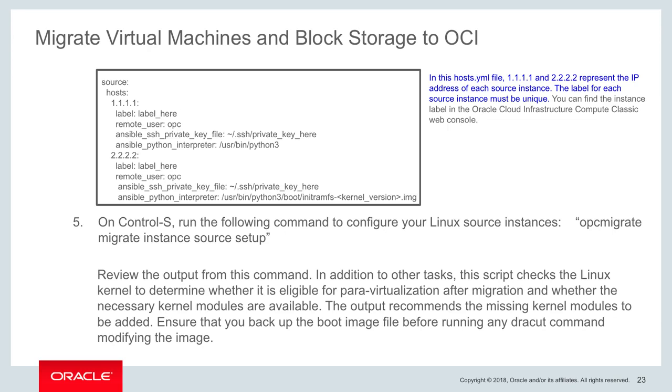Once this command is executed, review the output from this command. In addition to other tasks, the script checks the Linux kernel to determine whether it's eligible for para-virtualization after migration and whether the necessary kernel modules are available. The output recommends the missing kernel modules to be added. Ensure that you back up the boot image file before running any dracut commands modifying the image.